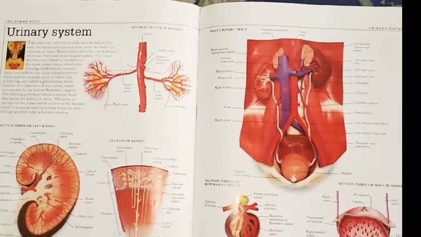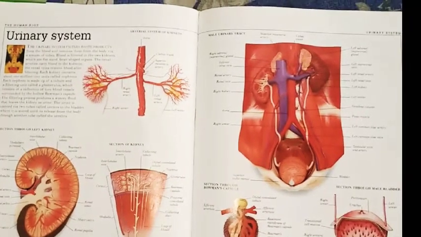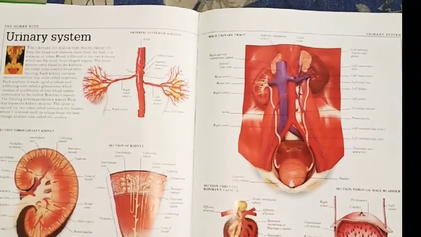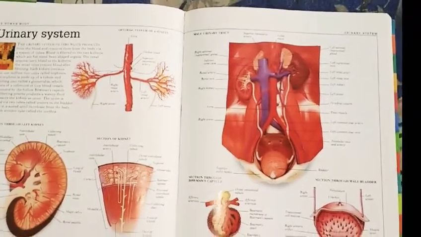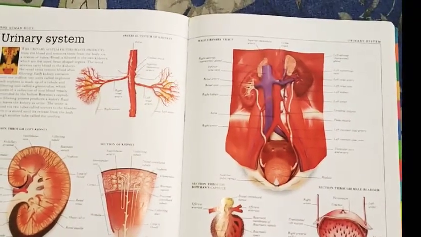Uricotelism, the excretory product will be uric acid. It is insoluble in water, so water is not required for the excretion. Examples will be birds, terrestrial reptiles, insects, land snails, and some land crustaceans.